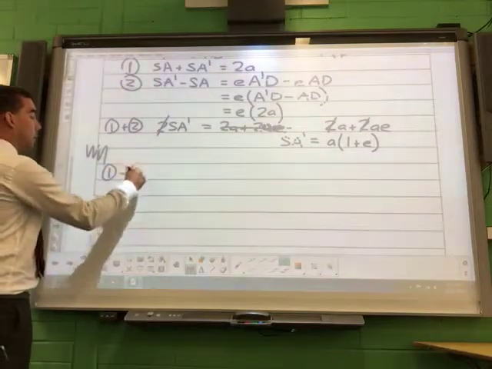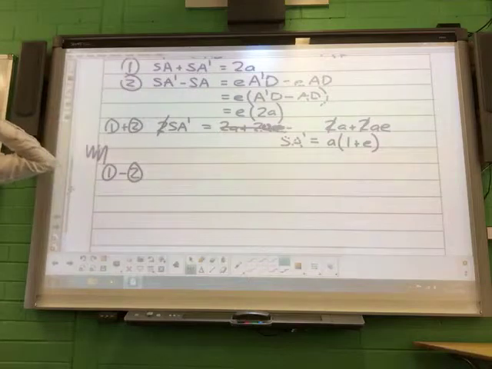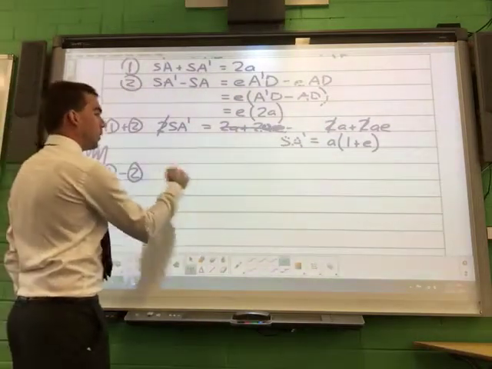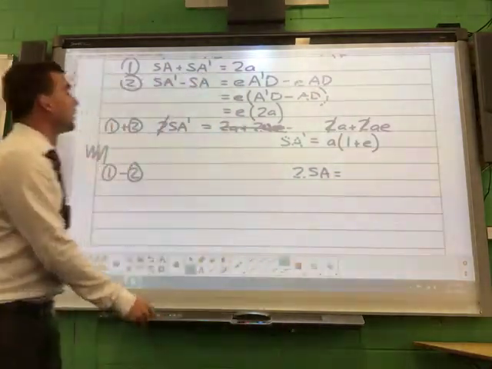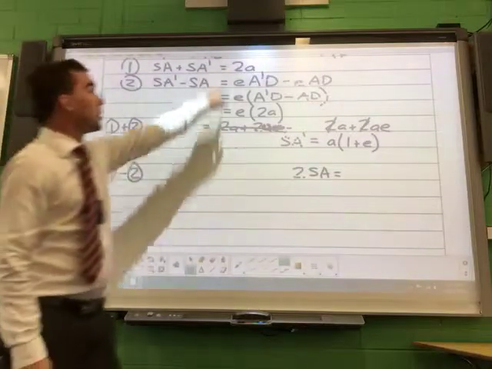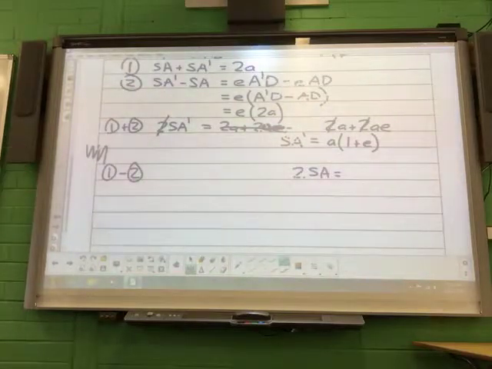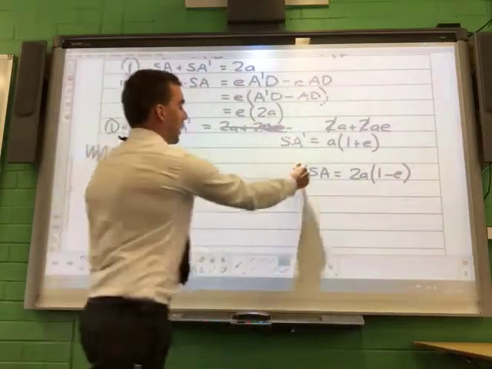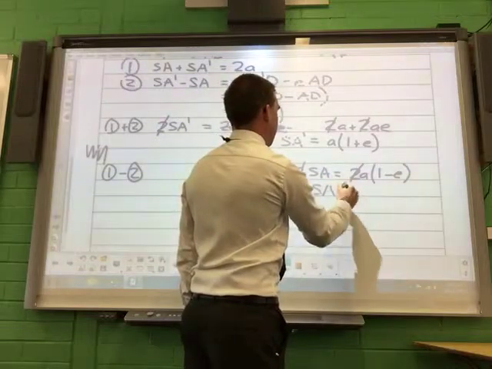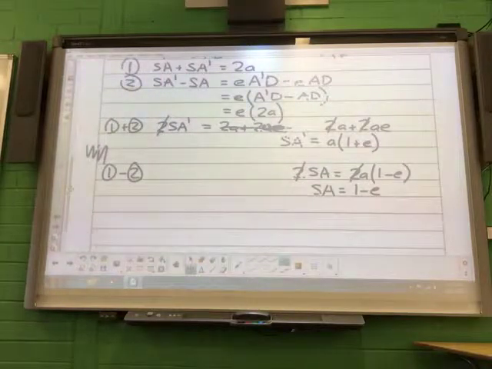Alright, so equation 1 take away equation 2, so now I'm going to get the other variable as the subject. So if I do SA' take away SA', it's going to get 0. So I'm going to have 2 lots of SA, which is going to be 2A take away E outside of 2A. Alright, and we'll do the same sort of approach. So I'm going to get 2A(1 take away E) after we factorise, and then we can cancel the 2's. So we're going to get a very similar expression with a minus sign between.